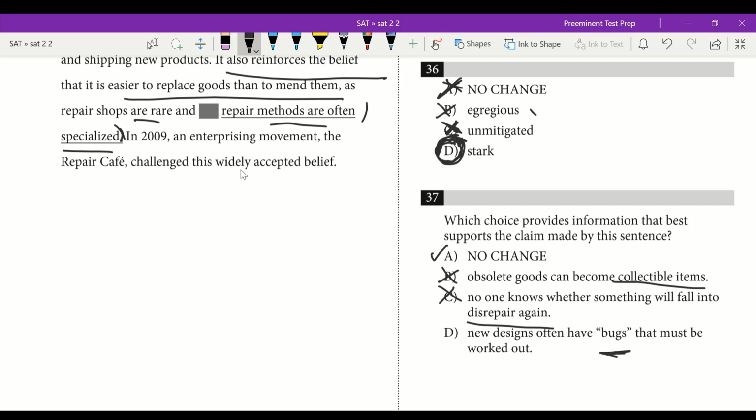I mean, saying often have bugs, that's just kind of informal to me, honestly, and I wouldn't rule it out just because of that. But then when you put it in context with repair shops are rare and new designs often have bugs that must be worked out, we're not really talking about new designs, we're talking about repairing things. So that doesn't fit. So our answer is going to be A.